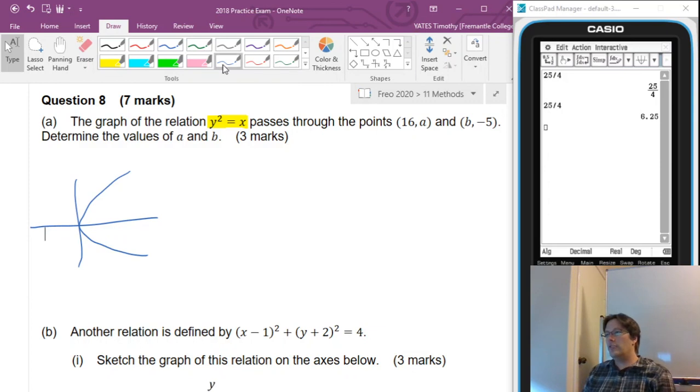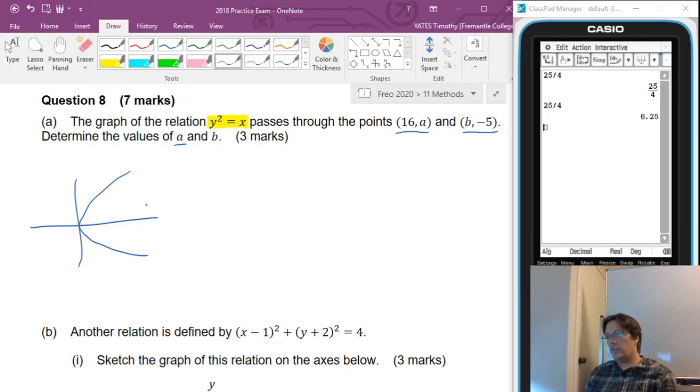It is our standard parabola that's pointing sideways instead, or half of it would be the square root function. So what's going on here? It passes through the points (16, a) and (b, -5). Determine the values of a and b.